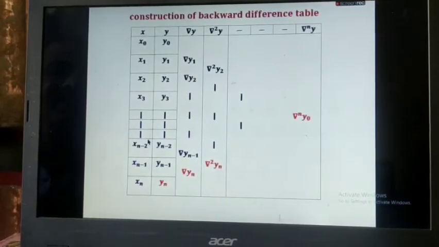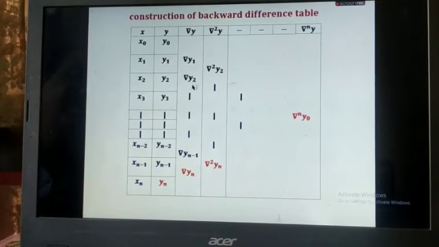That is, x is given, y is given, and del y. The first one is del y1, which is not y1 minus y0, it is y0 minus y1. Del y2 is y1 minus y2. Similarly, del yn minus 1 is yn minus 2 minus yn minus 1, and del yn is yn minus 1 minus yn. So this is the first backward difference. The second backward difference is del square y2, which is del y1 minus del y2, and so on and so forth.